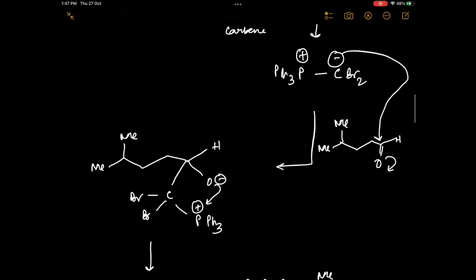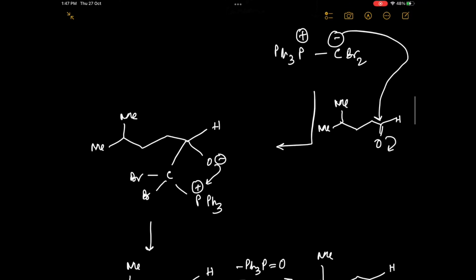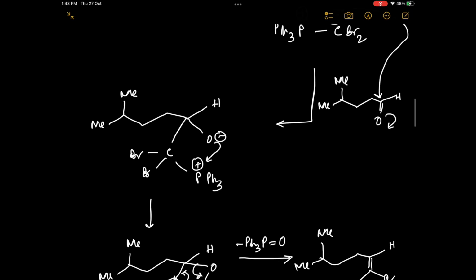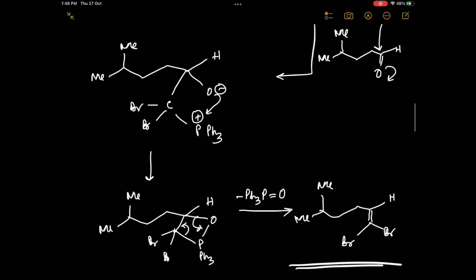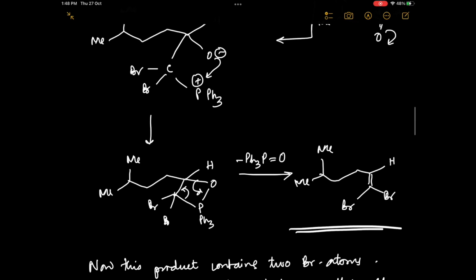Then a P-O bond is formed, and this yields a 4-membered cyclic, a little bit unstable intermediate, and this intermediate then undergoes ring opening, and we get the C=CBr2 part of the compound, where Ph3P=O is going out as a leaving group.